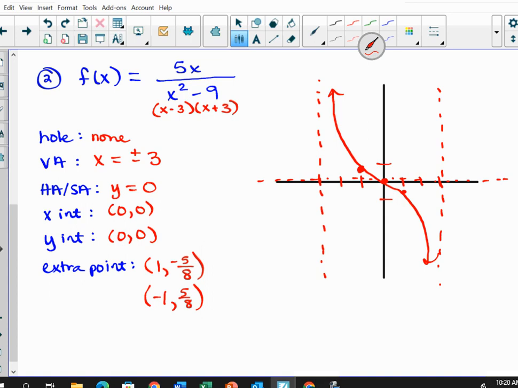Where else do you think I need to pick points? Yeah, like on the outside, past those vertical asymptotes on either end. So the asymptotes were at 3 and negative 3. What do we want to plug in? 4 and negative 4? Sure, sounds good. Okay, 4 is going to give me 20 over what? 7. Lovely. What number is that almost? 3. Okay, that's almost 3. So I'm going to kind of plot it as if it's 3. So positive 4, almost 3. I went the wrong way.